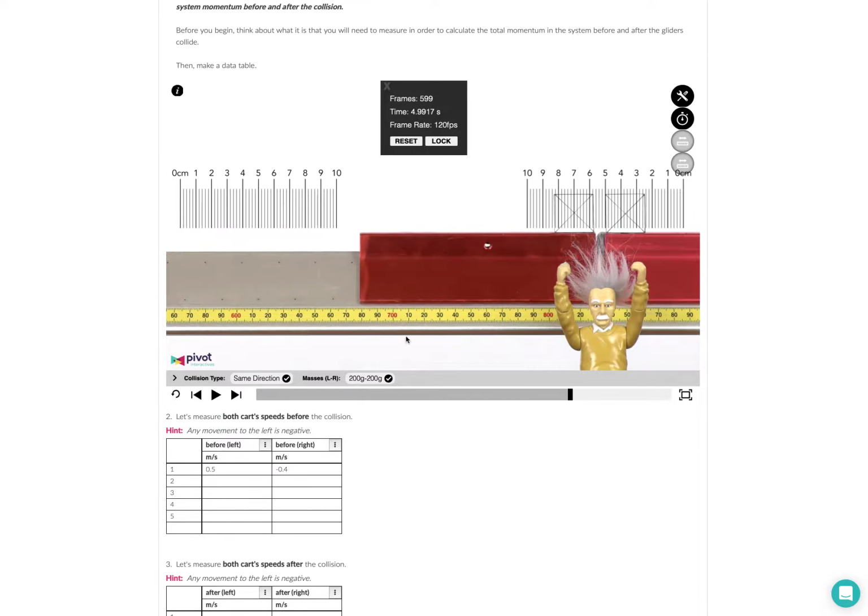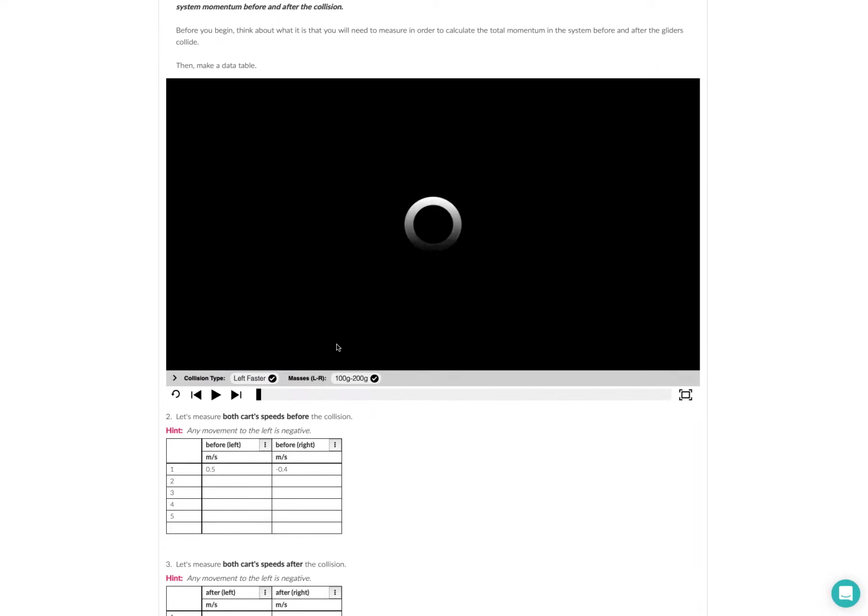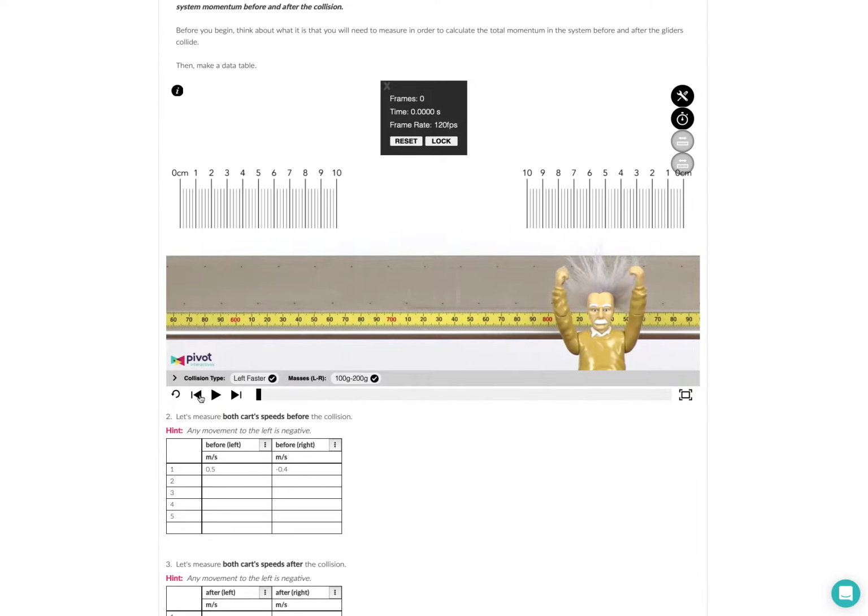So let me just take you through some of the controls here. First of all, this button in the upper right-hand corner is where you find the digital tools. You've got rulers for each cart, and you've got a stopwatch. So these are not new to you. And then in this little region of the video player, you've got the choice of experiment, so you know how you want the carts to be going and oriented. If you are going to switch experiments, you have to click Go to load the new experiment into the video player.